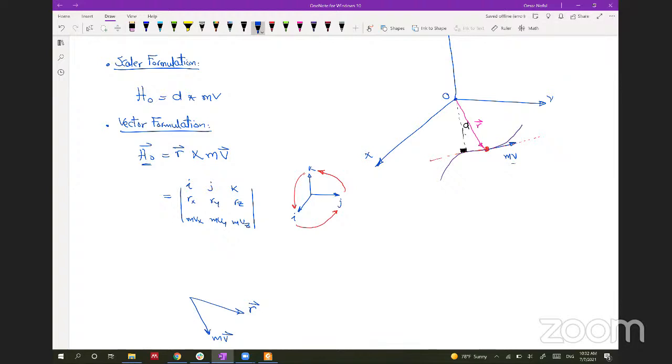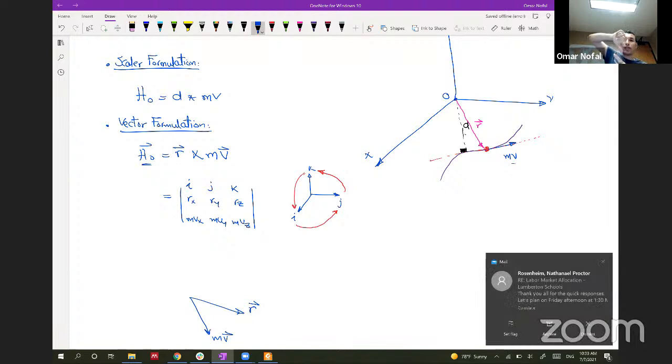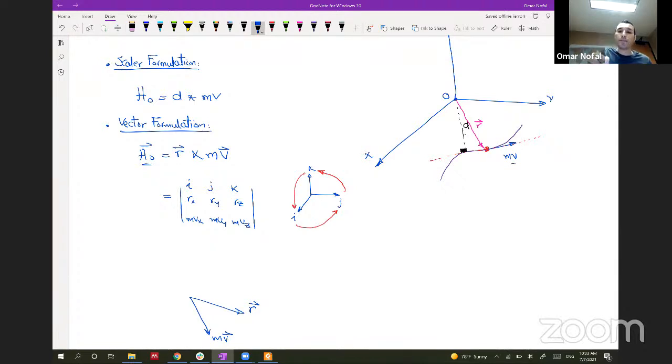Okay. So we can use the right-hand rule to get the direction of the linear momentum. So you have the R vector and the MV vector. You curl your fingers in the direction of R towards the direction of the MV vector, so you will have your thumb going down. That means that HO is perpendicular to both of these, and it's going down.